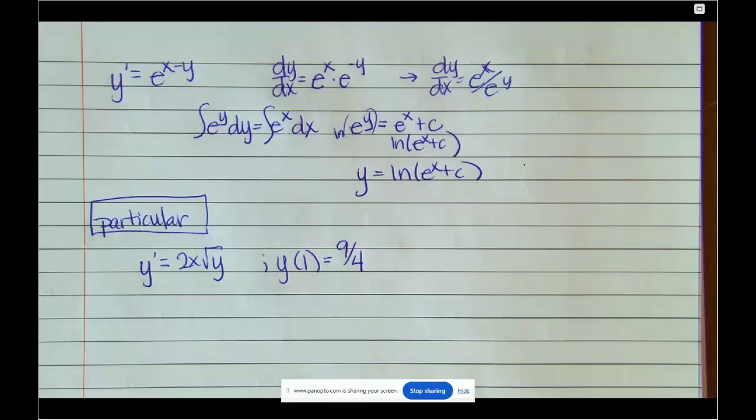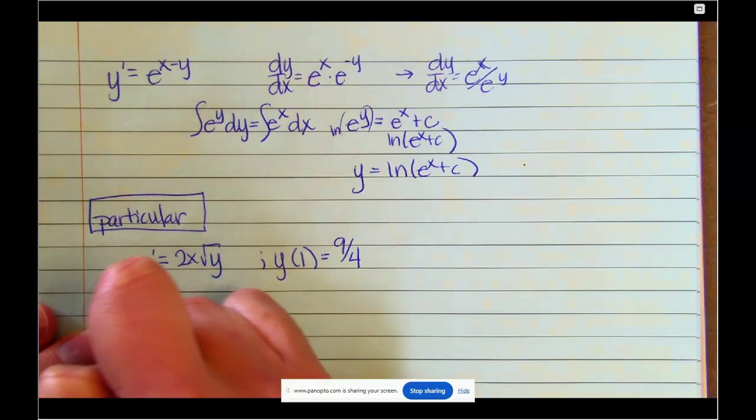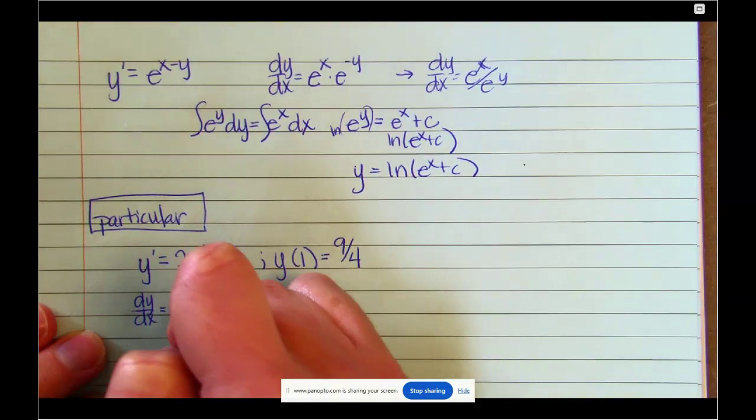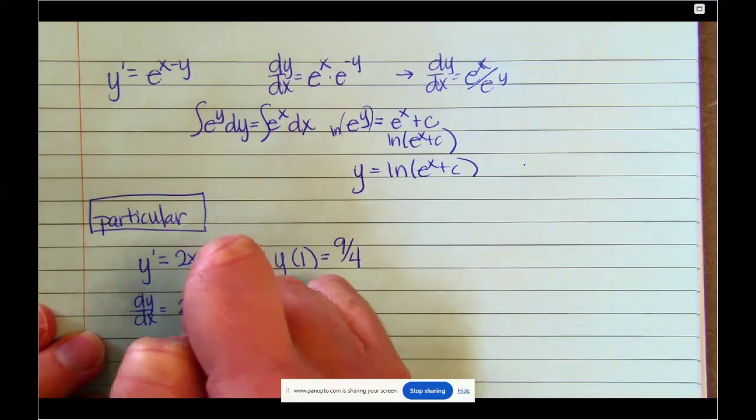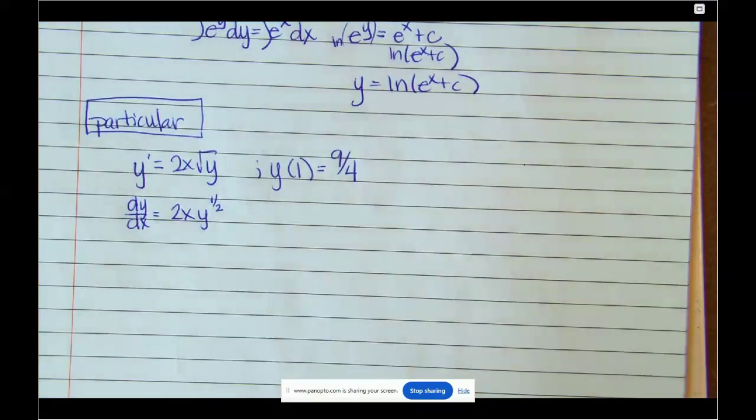Now, what do you think we're going to need to do first? Rewrite. To what? dy dx, and make the y the 1/2 power. So always, you need to be rewriting into something that is usable for yourself. Now separate. Why don't you separate and integrate, and then we'll stop there.